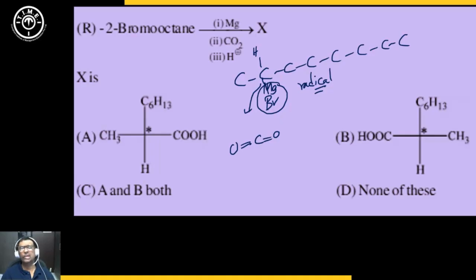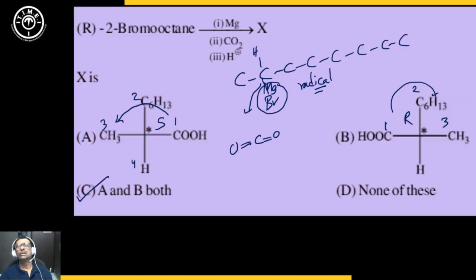So A and B. See what is A? Look at this. This is 1 in the RS configuration. 1. This is 2, this is 3 and that is 4. Hydrogen is on the vertical line, so on the right position. 1 to 2 to 3 is anti-clockwise, so S. This is 1, that is 2, this is 3. This is R. So you get both R and S. C. Because here the carbon forms a radical. Once it forms a radical, there are 2 cases. So 2 chiral carbons can form. Clear?